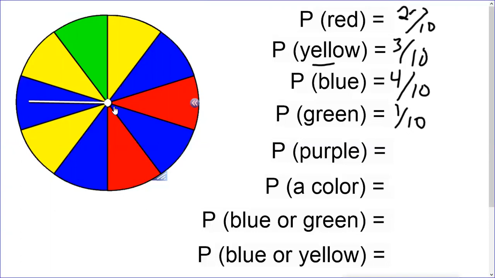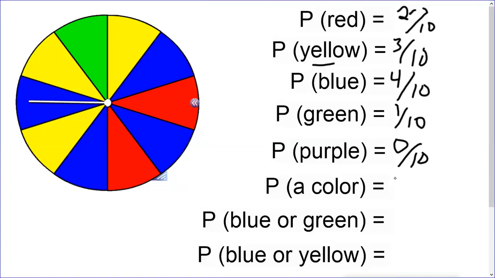Now how about purple? Well, you may have noticed there are no purple segments. So the desired outcome is purple. There aren't any. It's a 0 out of 10 chance. It can't happen. It's 0%. It cannot possibly happen.